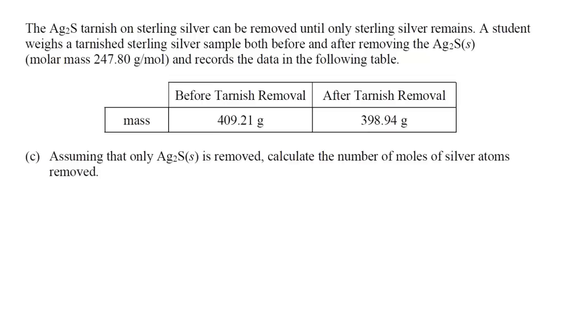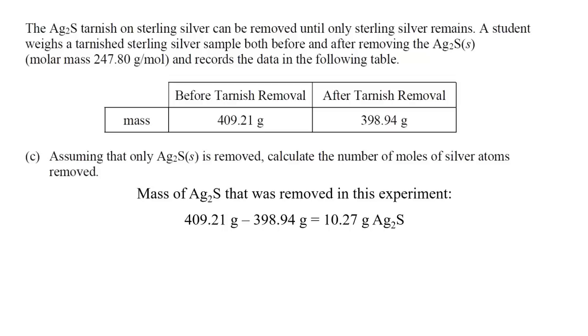So let's go ahead and do that calculation to subtract how much did it weigh before tarnish removal, minus how much it weighs after tarnish removal. So that difference will be the mass of silver sulfide, Ag2S, that was removed in this experiment. So 409.21 grams minus 398.94 grams, and that equals 10.27 grams of Ag2S, silver sulfide.